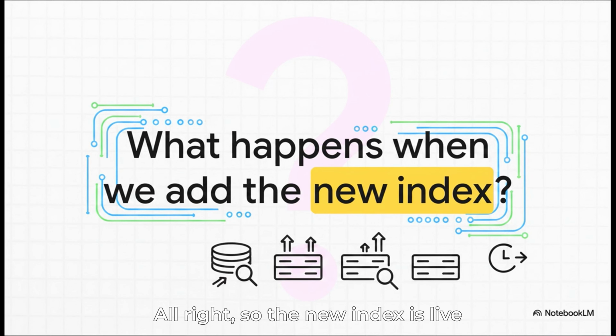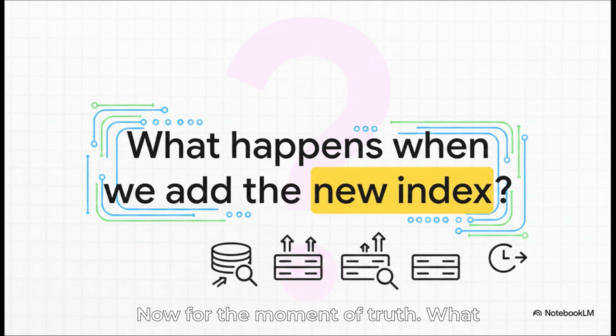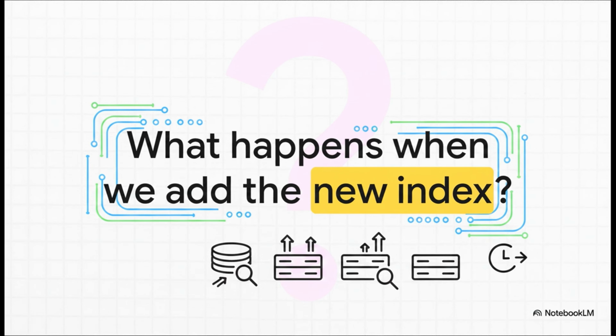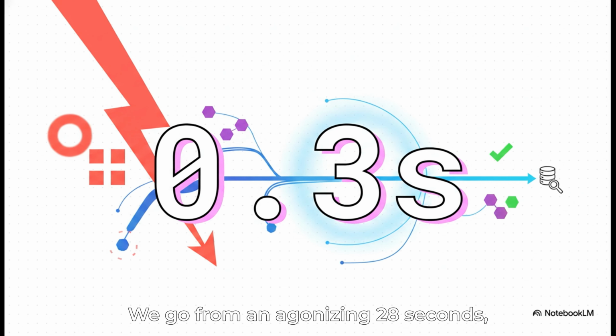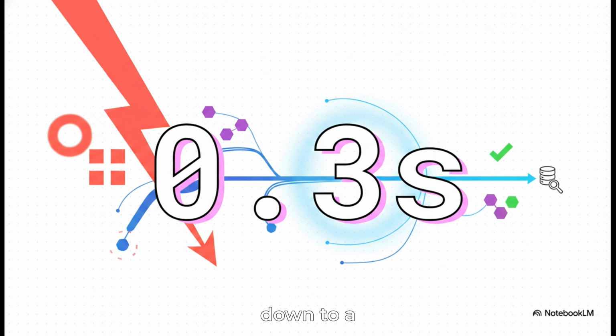All right, so the new index is live on our production table. Now for the moment of truth. What happens to our application's performance? Let's rerun that exact same report query and look at the actual execution time. The execution time absolutely plummets. We go from an agonizing 28 seconds, which, remember, was causing timeouts and angry users, down to a lightning-fast 0.3 seconds.